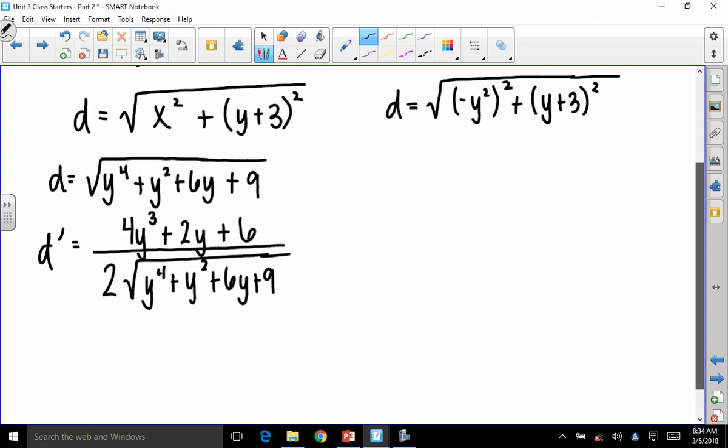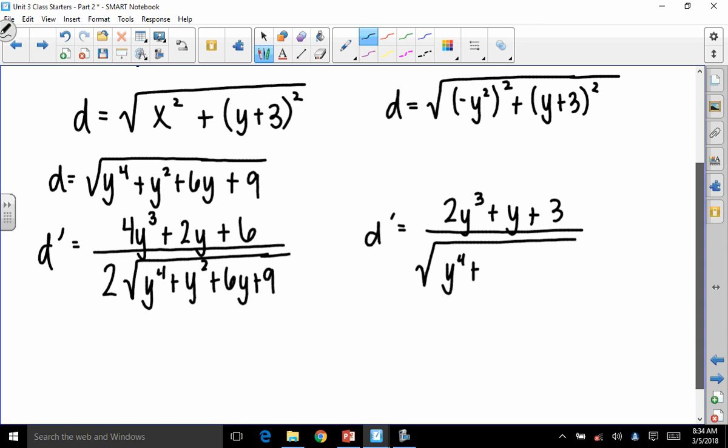Good. Can we reduce it all by a factor of 2? Yeah. So if you want to do that to make it a little bit easier, 2y cubed plus y plus 3 over the square root of y to the 4th plus y squared plus 6y plus 9.